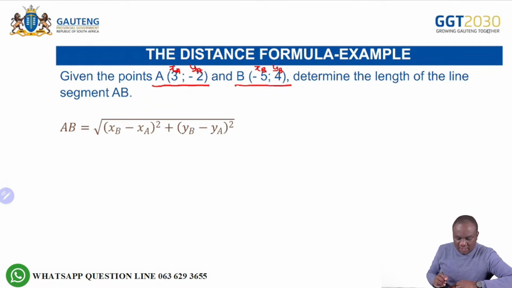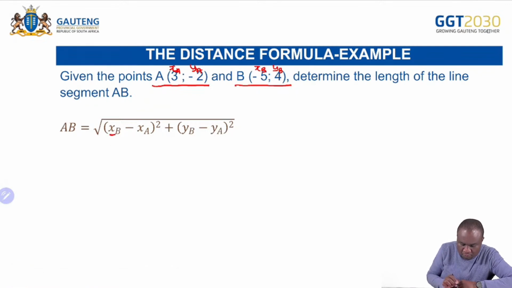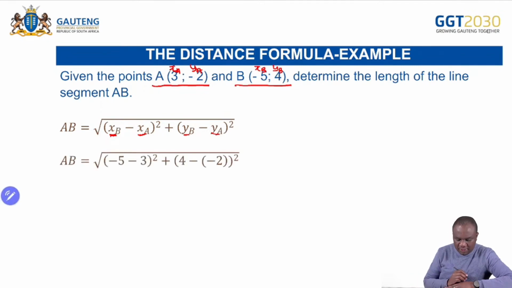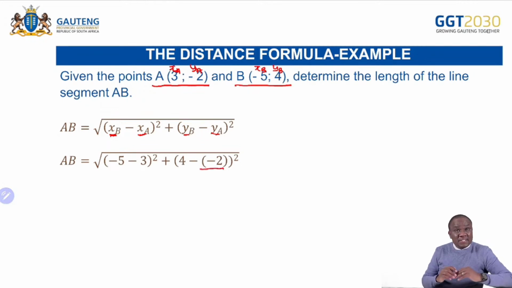Now we do our substitution. Where there's XB, we put negative 5. Where there's XA, we put 3. And then where there's YB, we put 4. Where there's YA, we put negative 2. And then your substitution will be like this. Be careful with negative 2. Do you see that I'm putting it in the bracket? Especially if it's negative, make sure you put it in the bracket.